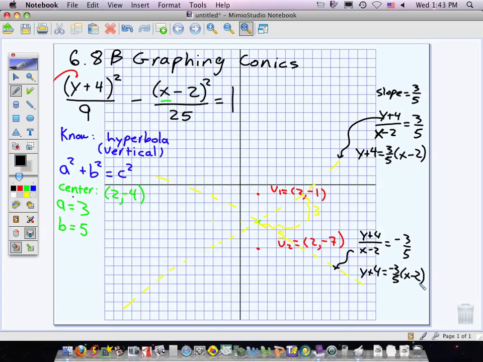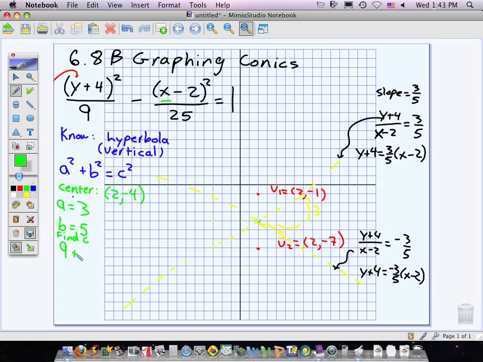What's another important thing with these hyperbolas? What's the other? Yeah, the foci, the focus points. Okay, so we need foci. Well, let's see. A squared plus b squared equals c squared. So we'll just use that.